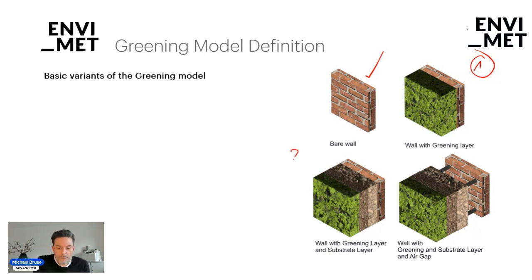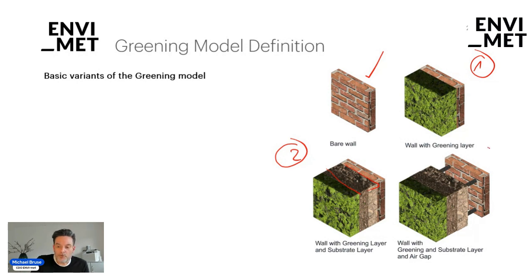Option number 2 would be something that is growing directly on the wall. So we have a system with a substrate layer, whatever that substrate is, could be earth, could be some artificial turf material. This is directly attached to the wall, builds this substrate layer, and of course has a growing layer, so the plant itself that grows on the substrate.